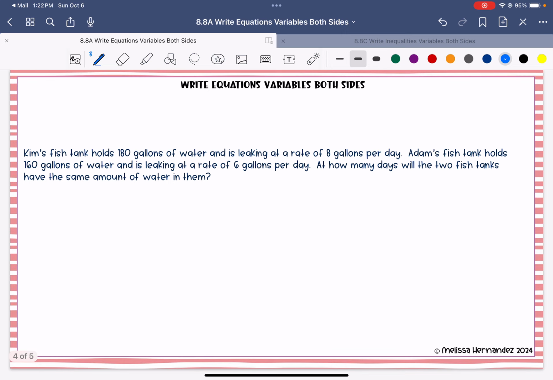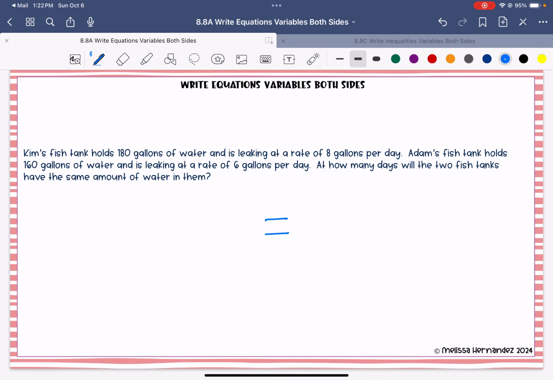All right, for our next example is Kim's fish tank holds 180 gallons of water and it is leaking at a rate of 8 gallons per day. Adam's fish tank holds 160 gallons of water and is leaking at a rate of 6 gallons per day. At how many days will the 2 fish tanks have the same amount? So automatically we know it's equals.